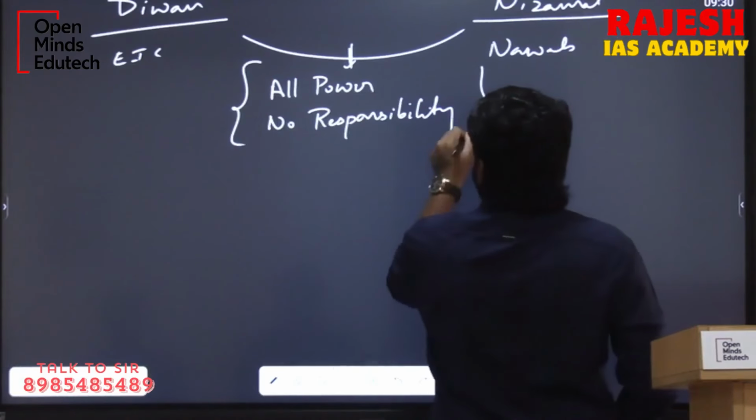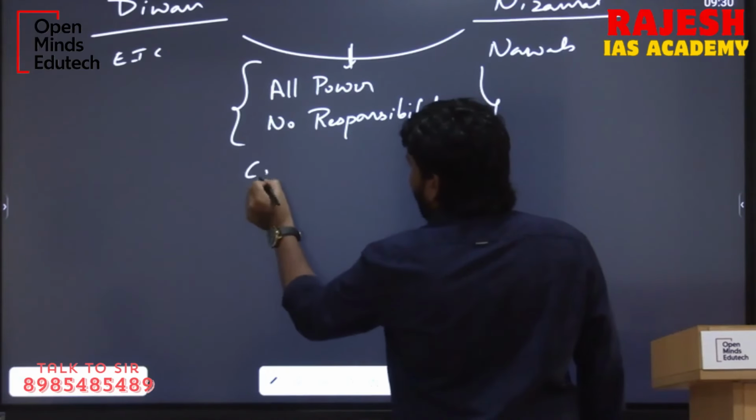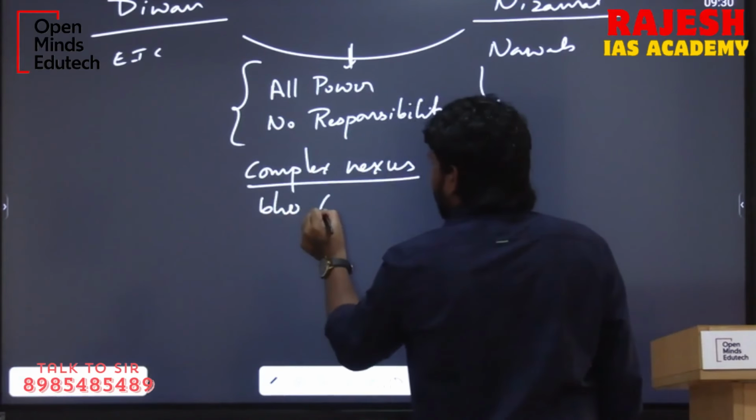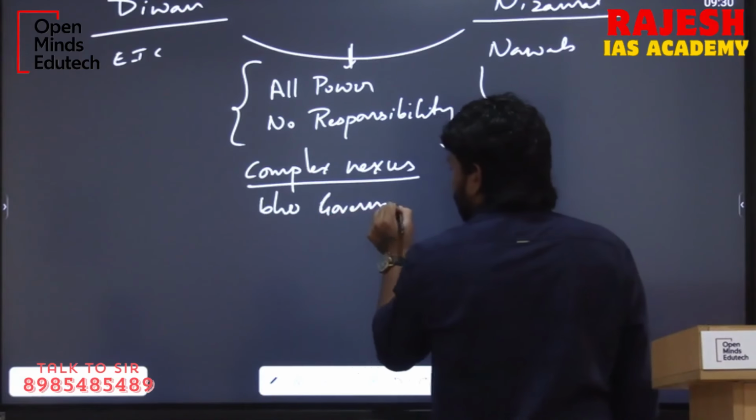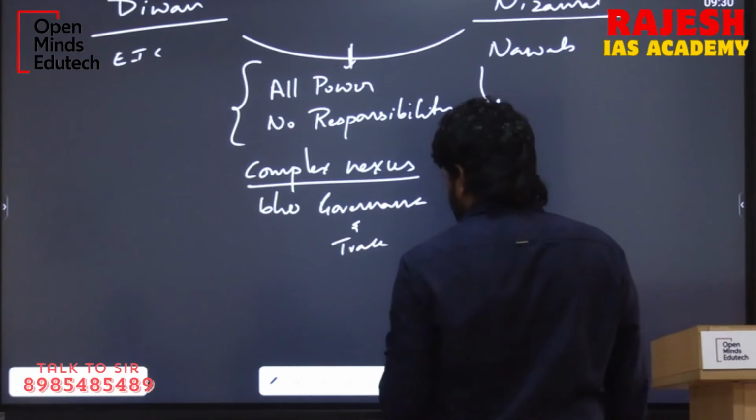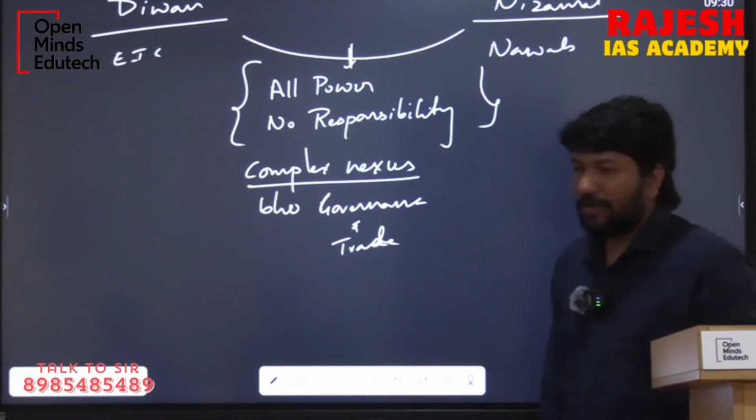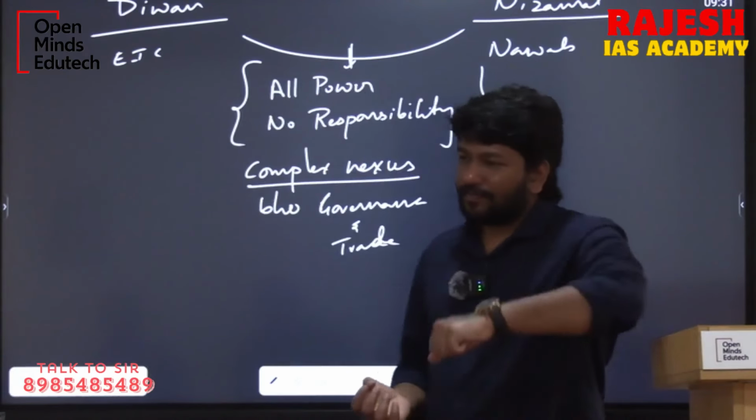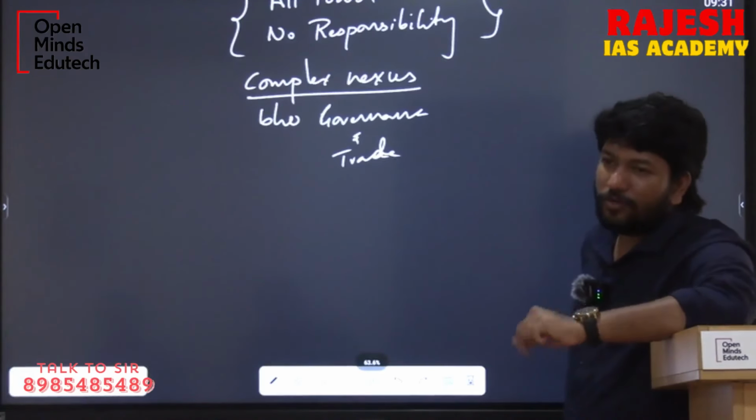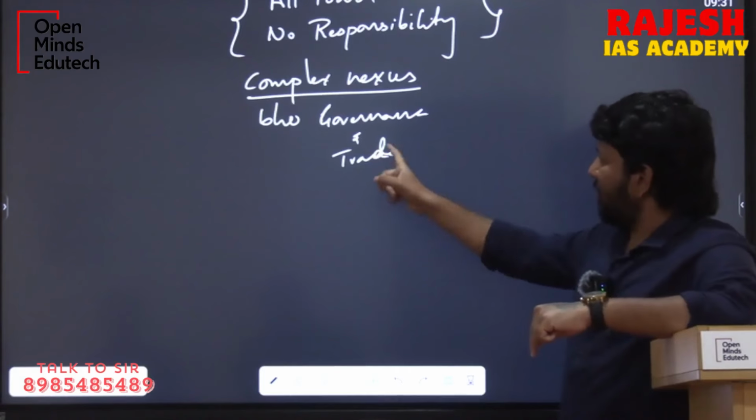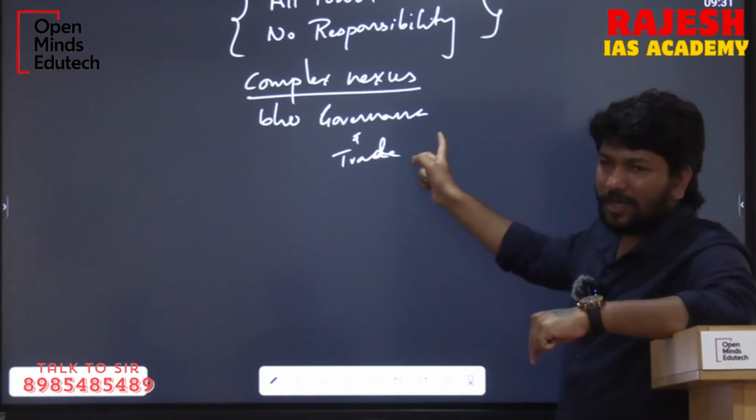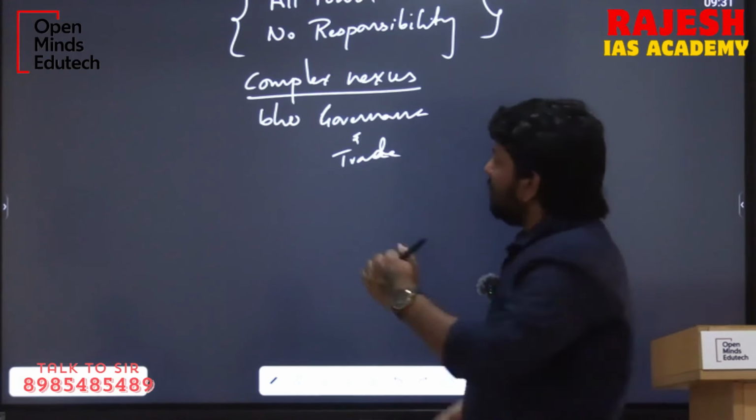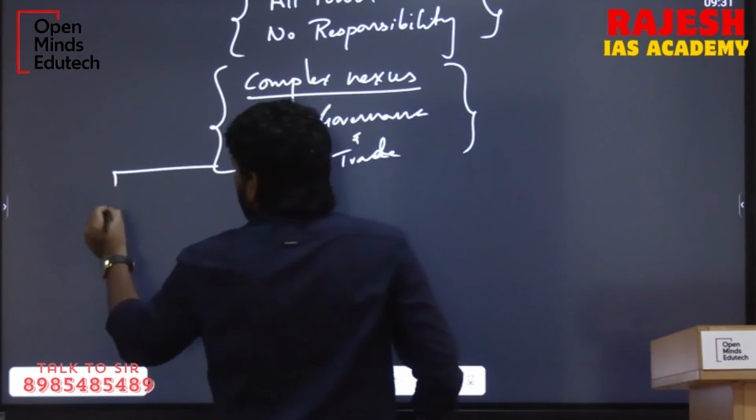Because of the complex nexus between governance and trade. See, trade and governance should be separated. Otherwise, what will the traders do? They will use the administration for their profit. See, what is the main motto of governance? Better administration. The main motto of trade? Profits. Got it right? So both are contradictory. Because of this nexus, what happened? Huge corruption.